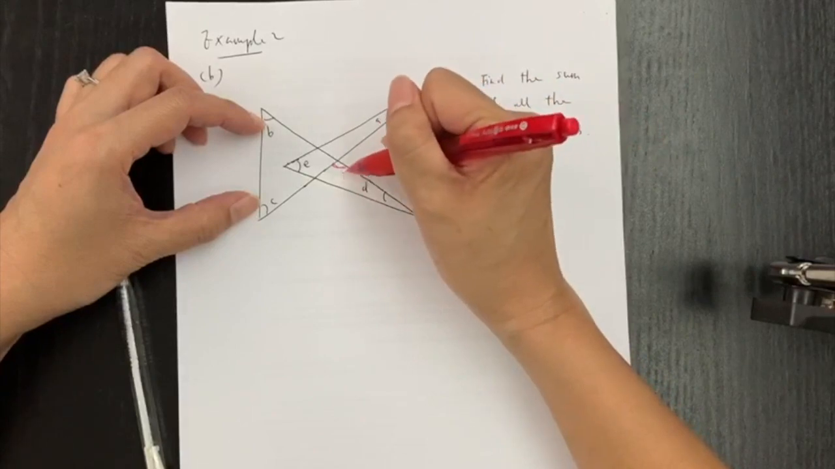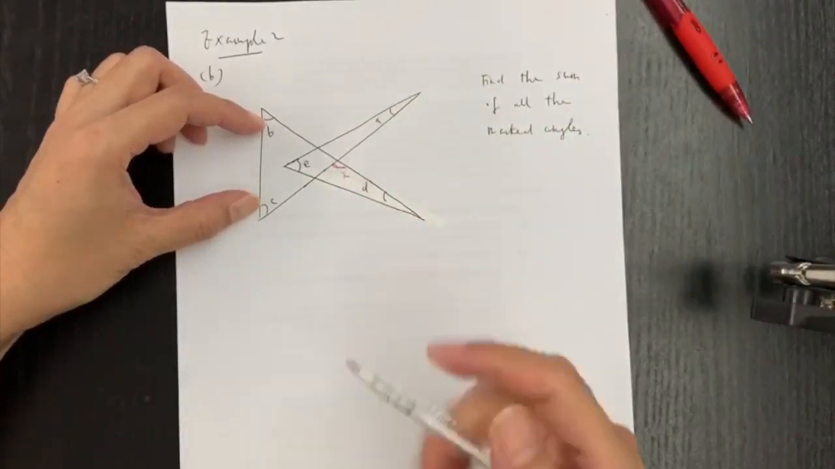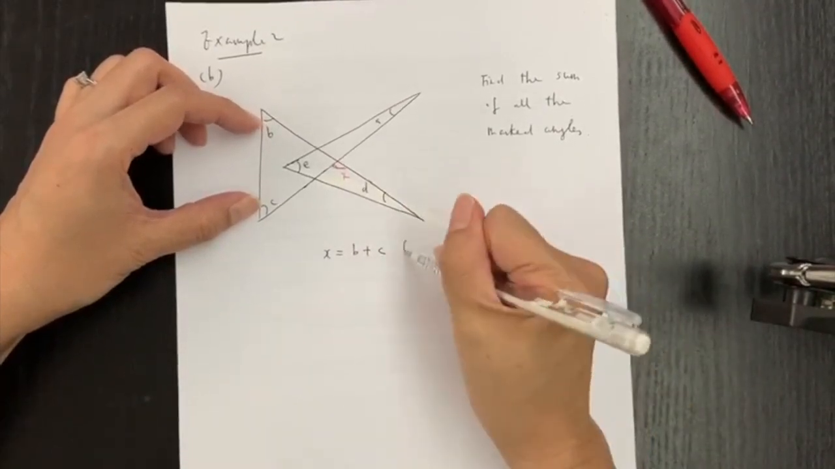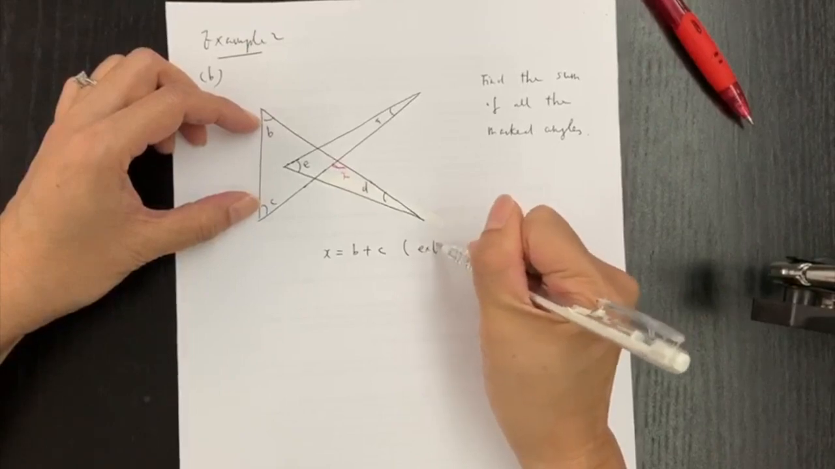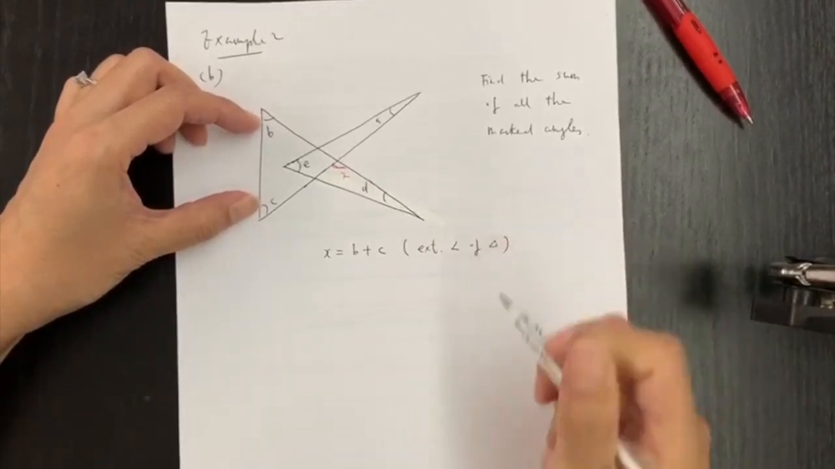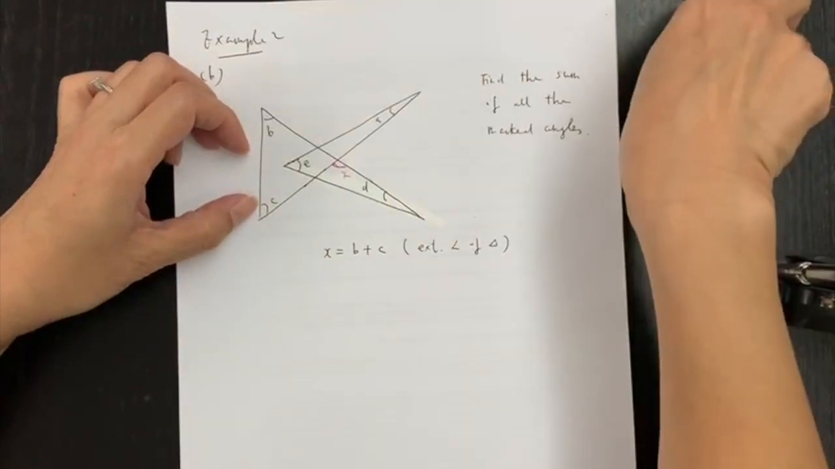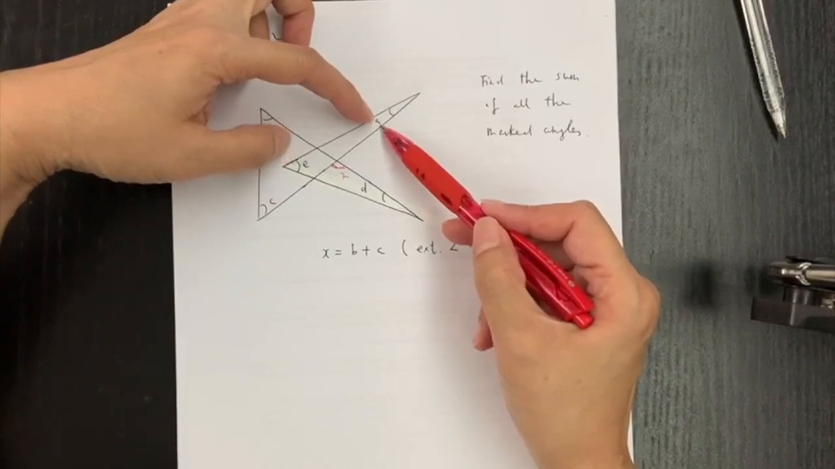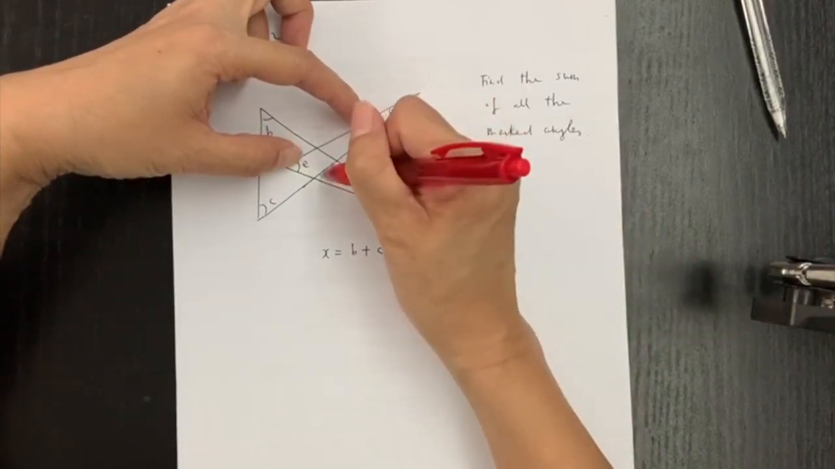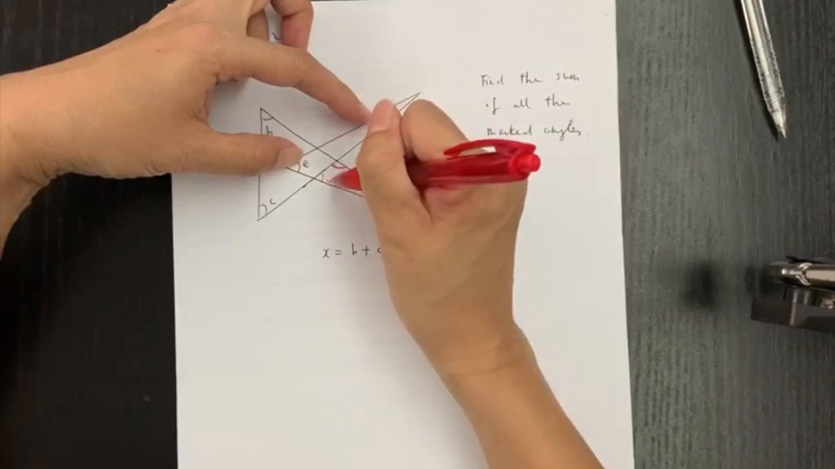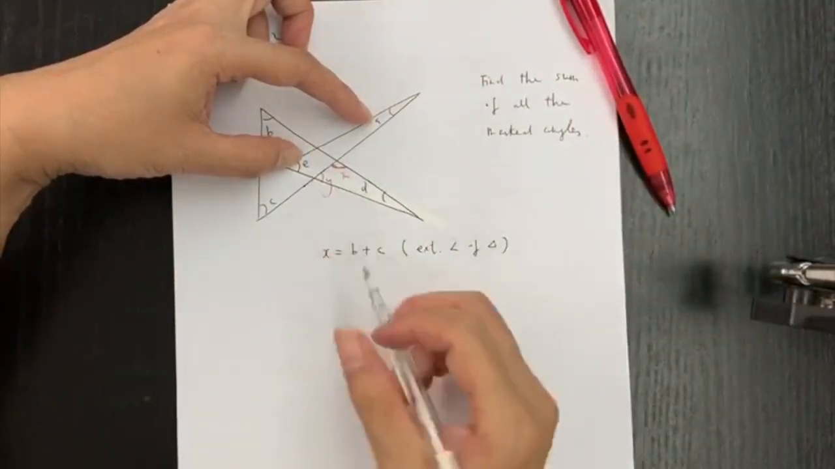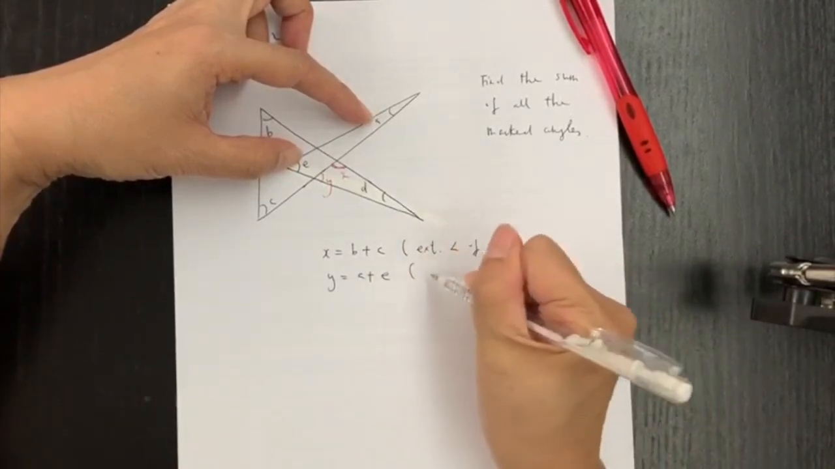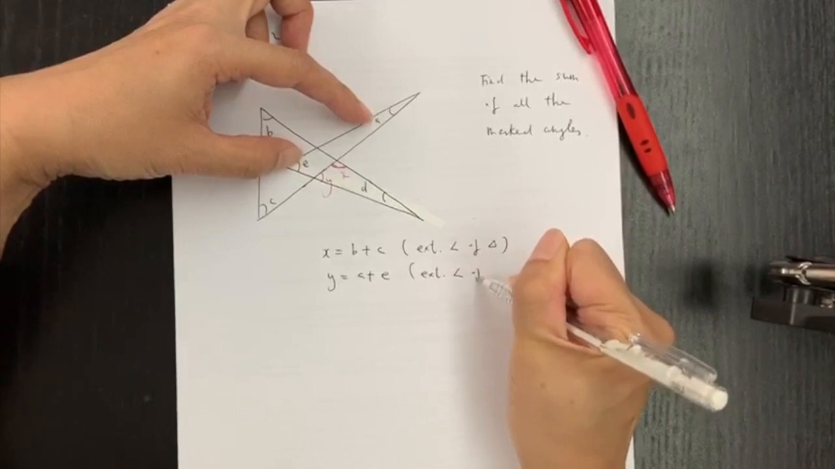Let's say this is X, for example. Are you ready? So X is equal to B plus C. Of course you need the reference. What is the reference? That would be exterior angle of triangle. So this is X. Now let's look at this triangle A and E. What is the exterior angle for A and E? That would be here. So let's say this is Y. What is Y? Y is equal to A plus E, and the reference is the same, exterior angle of triangle.